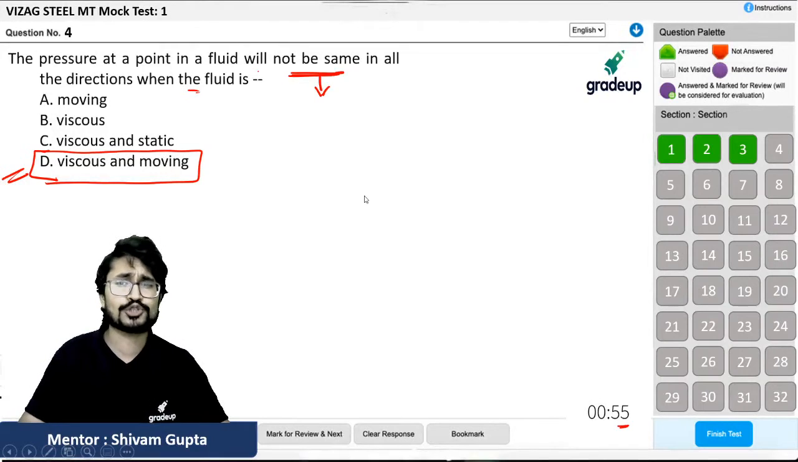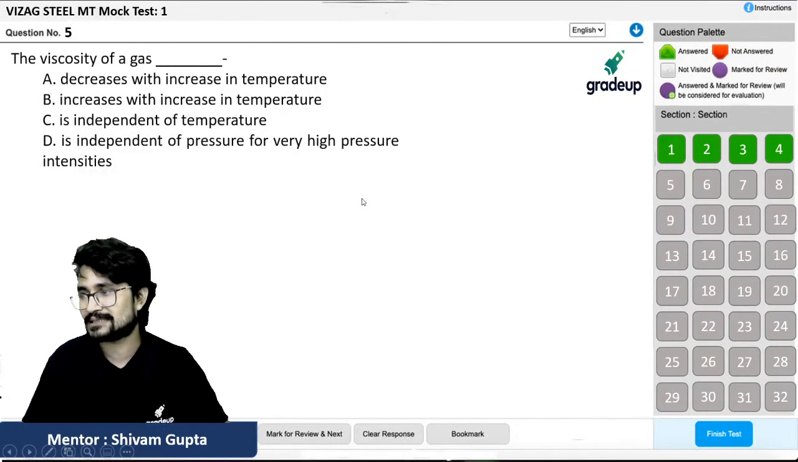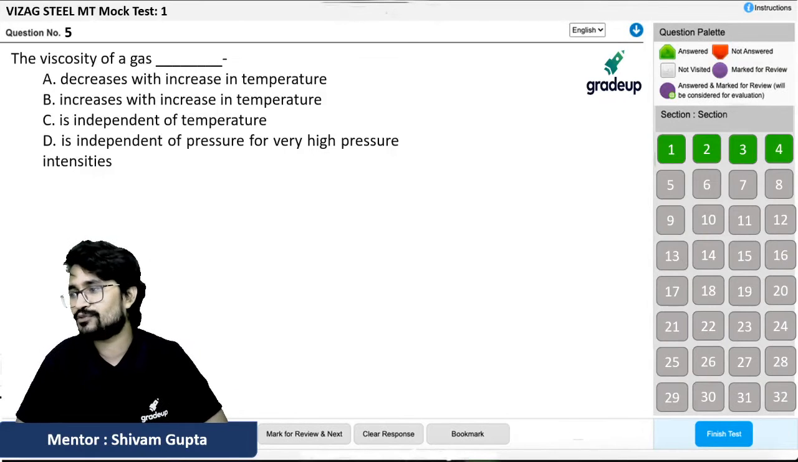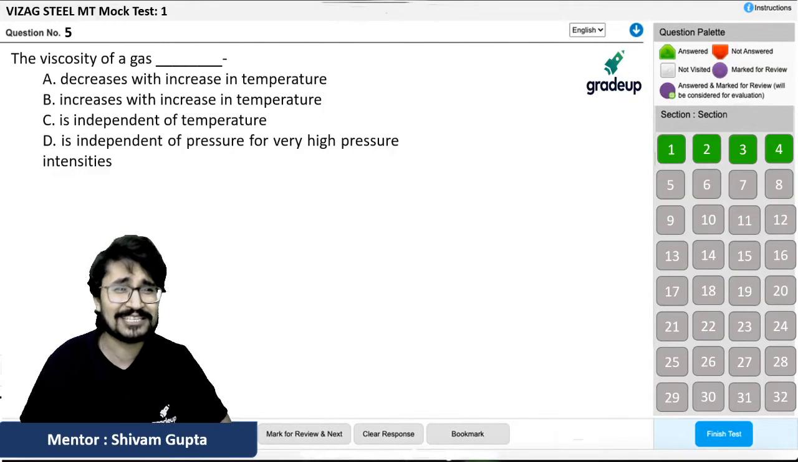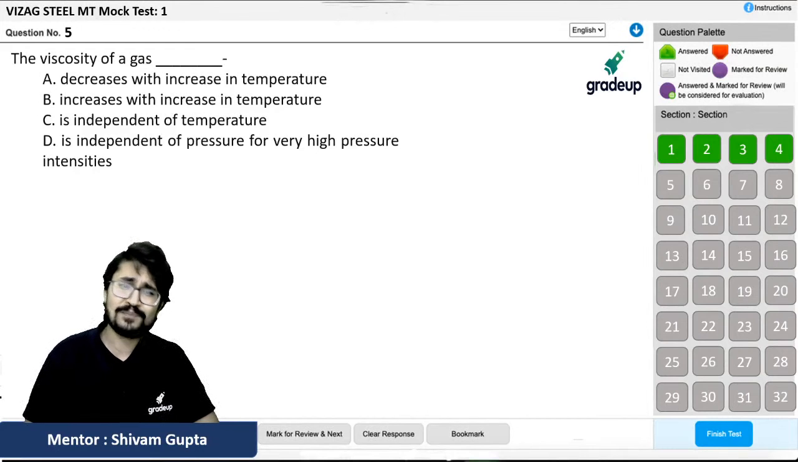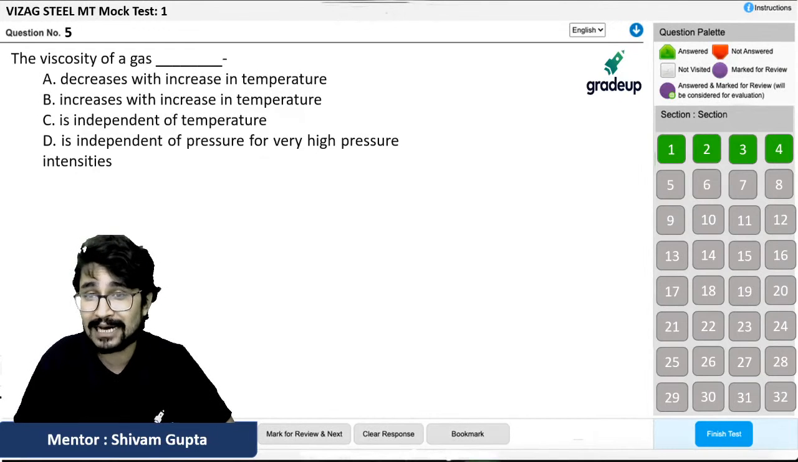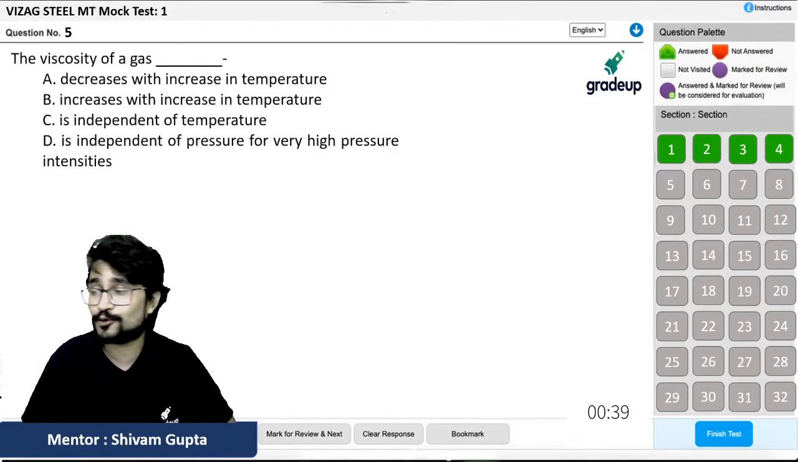Coming to the next question on your screen, that is the viscosity of the gas. For the viscosity of the gas, what will you conclude? Viscosity of a gas decreases with increase in temperature, increases with increase in temperature, is independent of the temperature, or is independent of the pressure for very high pressure intensities. What will be the answer? Just give me the answer, and the timer for this is 40 seconds.